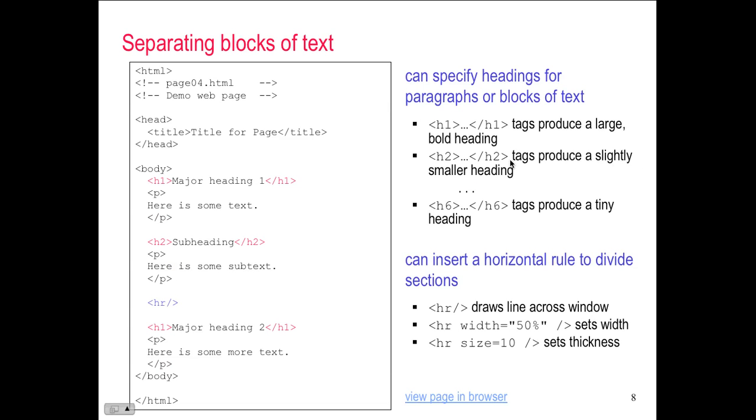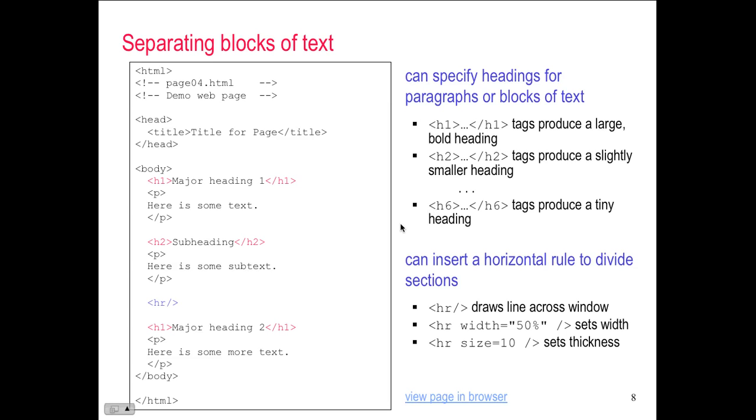So you can separate blocks of text. In this particular case, what we're looking at is the header. You can specify headers or headings for paragraphs or blocks. So here's where the H1s, the H2s, the H3s, the H4s come into play. These tags produce a large, bold heading. H stands for header, and we have different sizes. A slightly smaller one is the 2, then the 3. The bigger the number, the smaller the header, which is kind of not very intuitive.